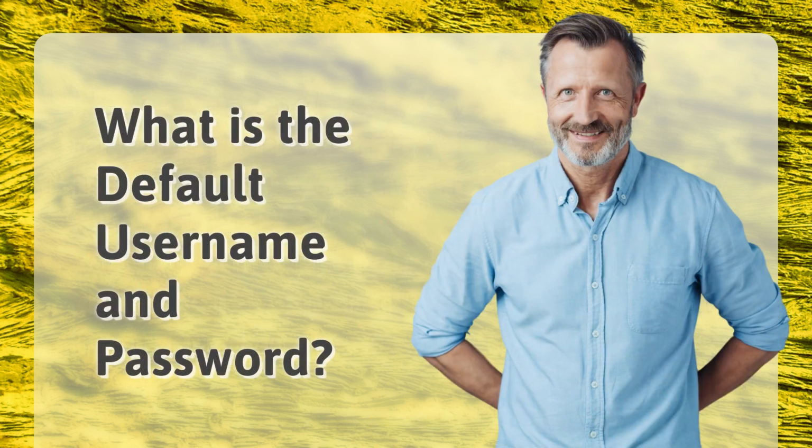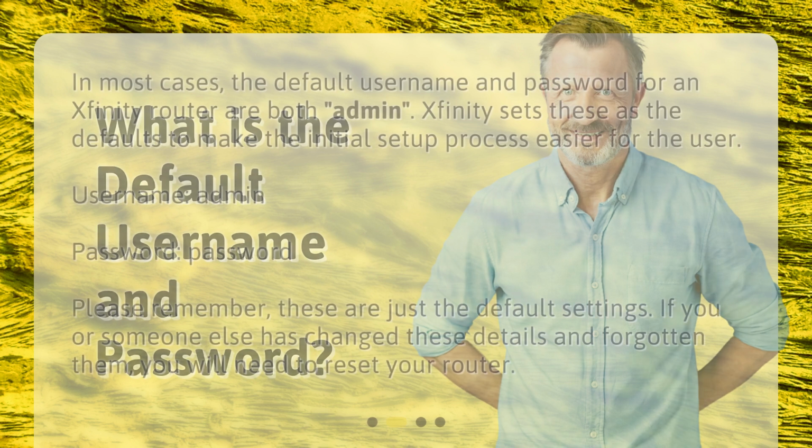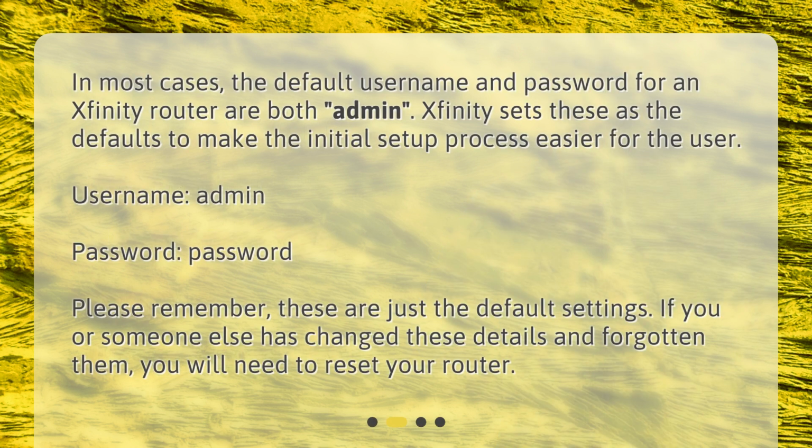What is the default username and password? In most cases, the default username and password for an Xfinity router are both admin. Xfinity sets these as the defaults to make the initial setup process easier for the user. Username: admin. Password: admin. Please remember, these are just the default settings. If you or someone else has changed these details and forgotten them, you will need to reset your router.